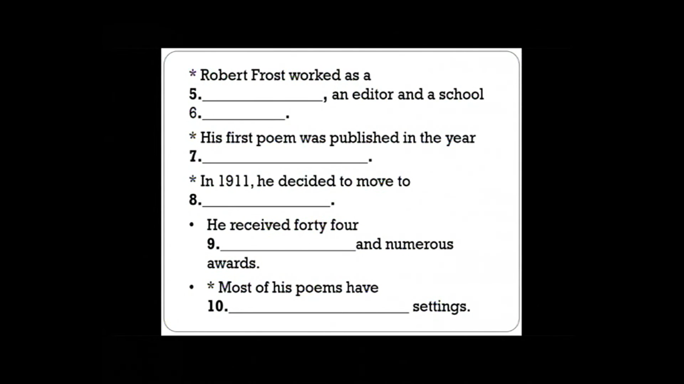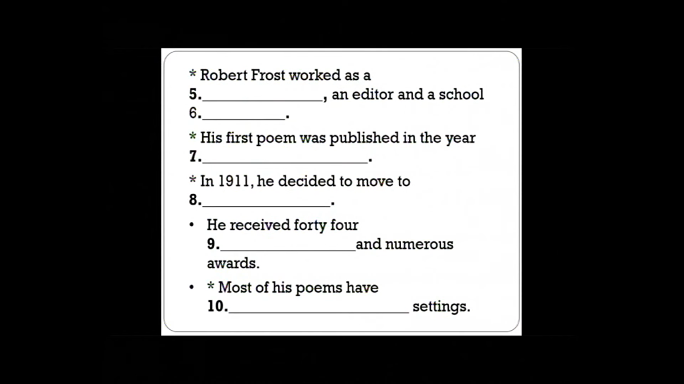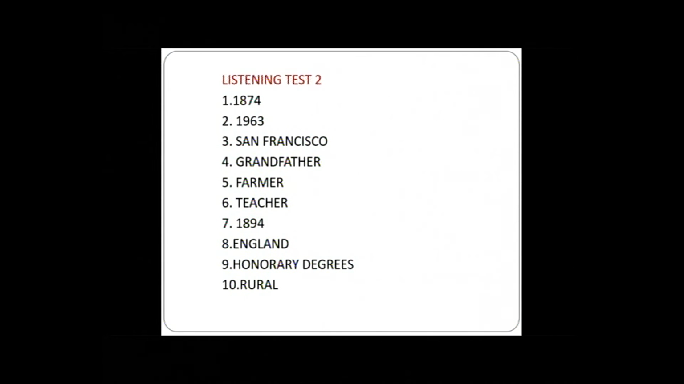Please check your answers. Check your answers, beta. So, let's check the answers. The first was 1874 and the second was 1963. Then third, San Francisco. Fourth, grandfather. Fifth, farmer. Sixth, teacher. Seventh, 1894. Eighth, England. Ninth, honorary degrees. Tenth, rural. Check your spellings also and give yourself marks.